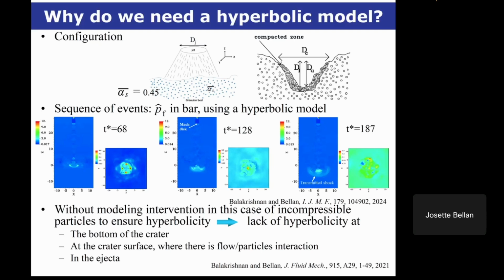What happens is that as a jet impinges on the soil, the pressure makes an imprint on that soil, and pressure waves start propagating. And we know very well that you can't propagate waves without having a hyperbolic model, which of course justifies a hyperbolic model. Next slide, please.